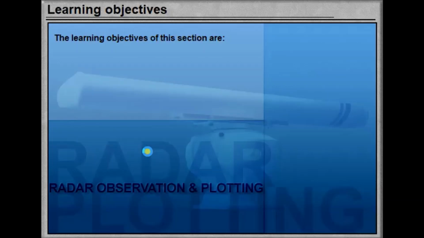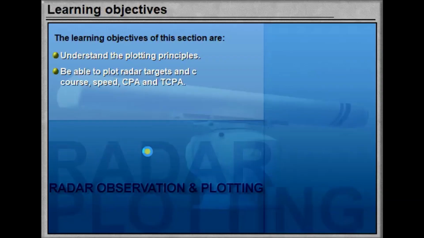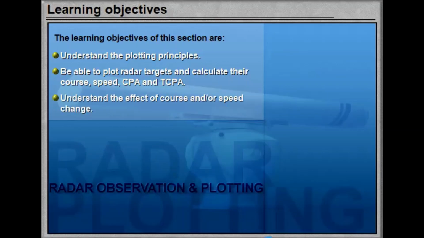The learning objectives of this section are to understand the plotting principles, to be able to plot radar targets and calculate their course, speed, CPA and TCPA, and to understand the effect of course and/or speed change.